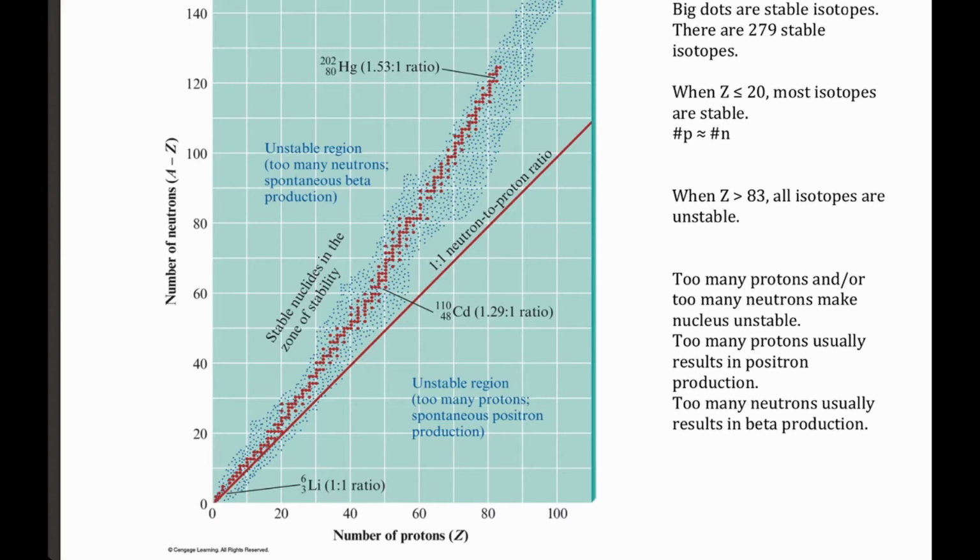When the atomic number is greater than 83, so that would be from polonium and beyond, all the isotopes are unstable. And when there are too many protons or too many neutrons in the nucleus, then the nucleus is unstable and it undergoes some kind of spontaneous nuclear decay. Too many protons, as we talked about before, usually results in positron production. Too many neutrons usually results in beta decay.